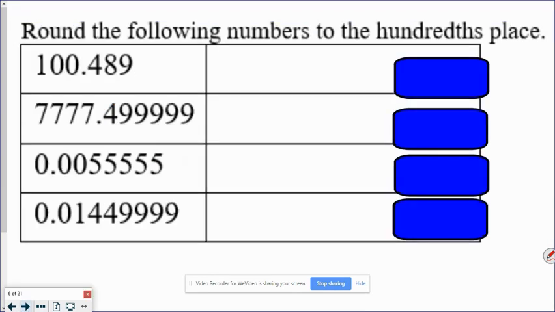All right, now we want to go to the hundredths place. Why don't you pause the video, give yours a shot. I will go through all of these.